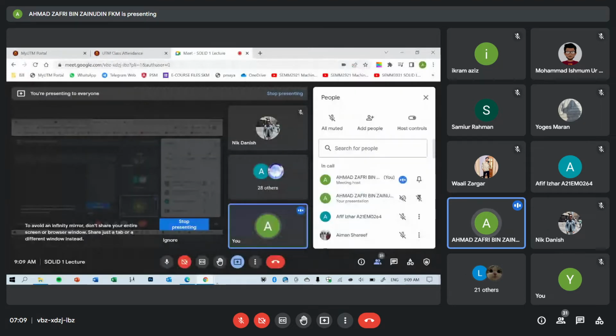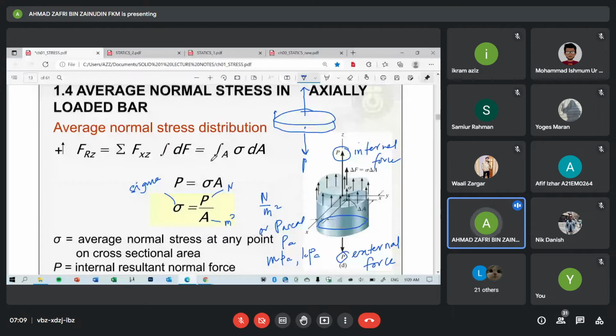So when you make a section near to the application of the force, the internal load is not uniformly distributed, but the total must be equal to P. The value at the center is a bit higher, but if you add all those internal forces, it must be equal to P.